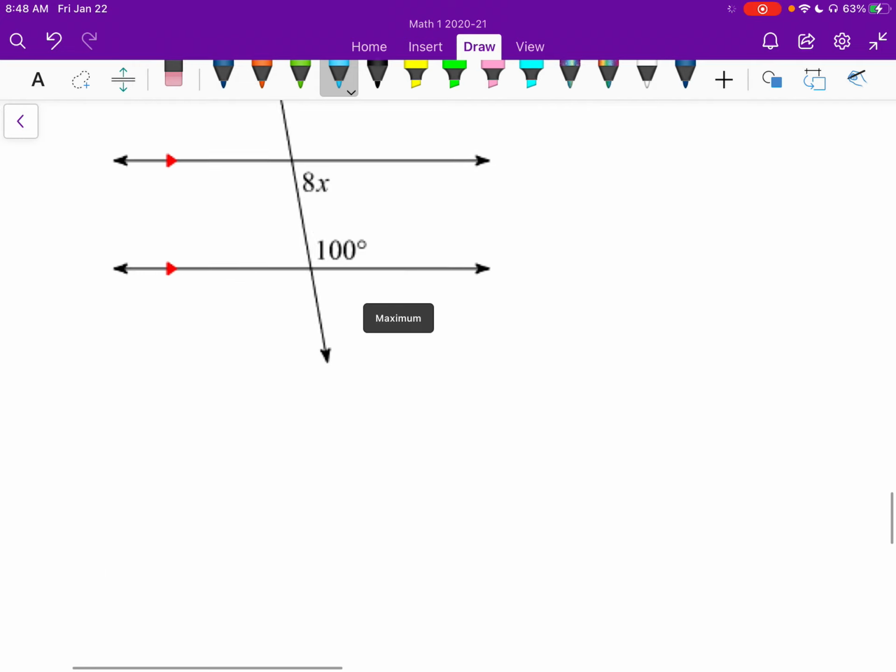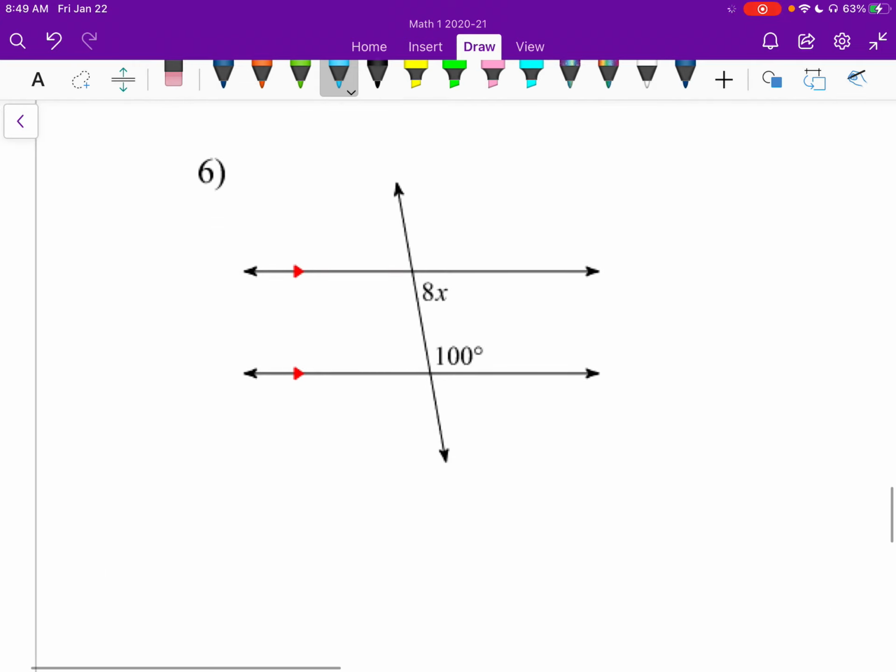Moving on, number 6. All right, so we've got this 8x, and then we have 100. Well, let's take the 100 and let's move it up to its other corresponding angle. So here's 100. Here's also going to be 100. And of course, we're talking about degrees here.